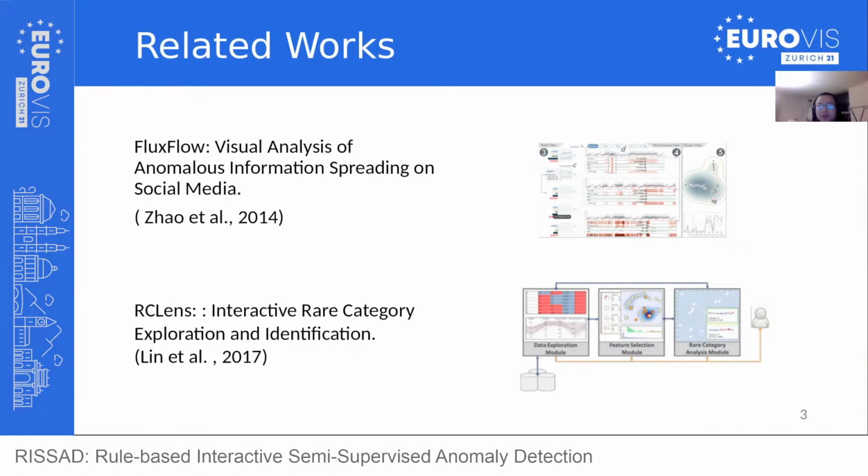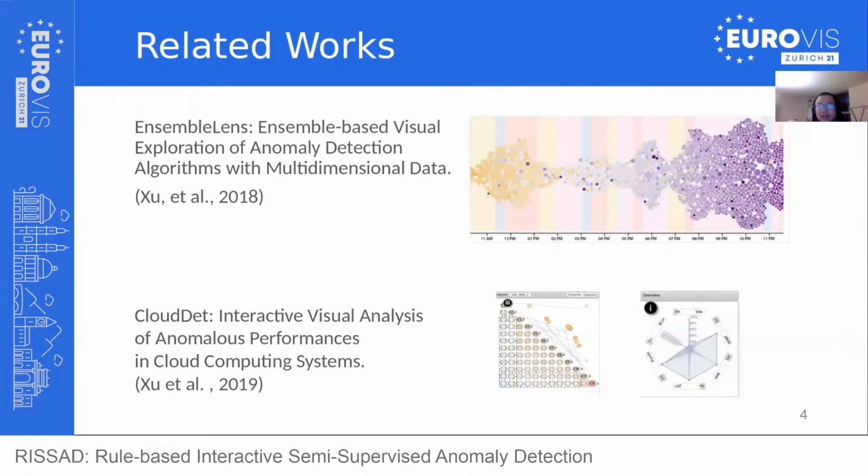RCLens built a view system to identify rare categories based on active learning. It incorporates a heat map-based visualization for feature selection, and a local outlier factor-based algorithm is used for anomaly detection. CloudDAT introduced a view system that detects anomalies in cloud computing systems. It combines a heat map-based visualization with sequential visualization that adopts a novel unsupervised learning technique for anomaly detection.